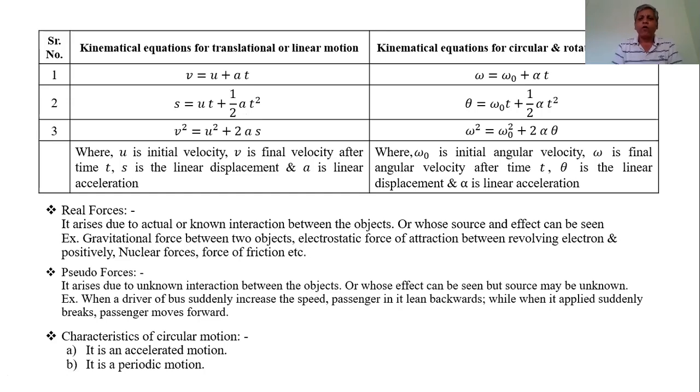In circular motion or rotational motion, similarly, there are three kinematic equations. Instead of v, we write omega, where omega is the final angular velocity. Instead of u, we write omega zero. Instead of a, we write alpha, that is angular acceleration. t is the time. And instead of s, we write theta, that is angular displacement. These are analogous. Hence, the kinematic equations for circular and rotational motion are written after replacing v with omega, u with omega zero, s with theta, and a with alpha. These are the three kinematic equations for circular and rotational motion.